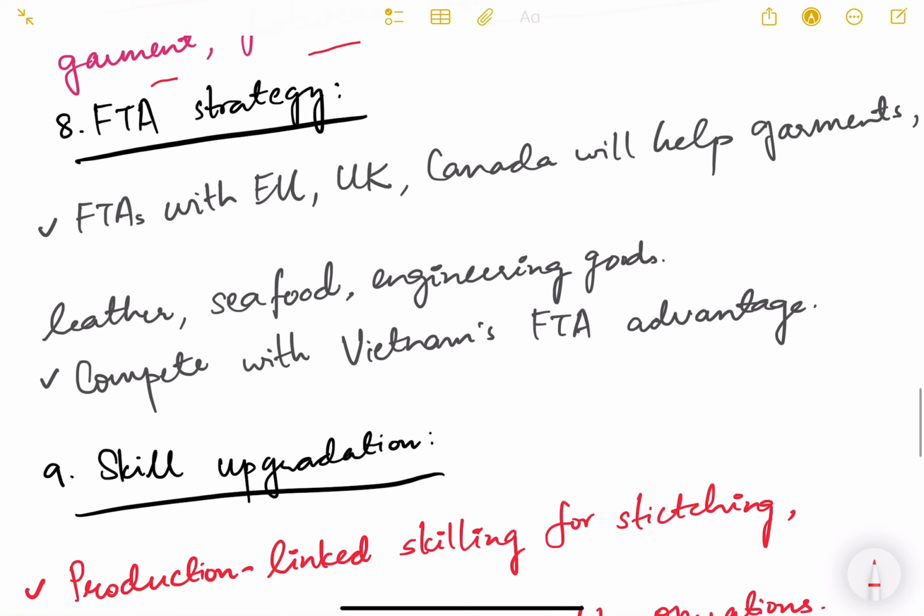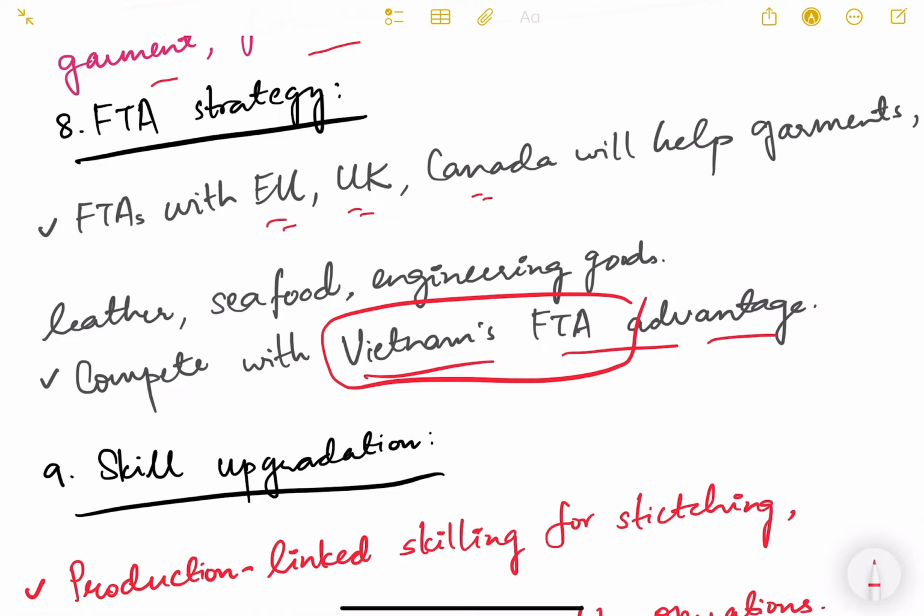Then FTA strategy, FTAs with EU, UK, Canada will help garments, leather, seafood, engineering goods and compete with Vietnam's FTA advantage. So Vietnam is a country which has entered into FTA, that is free trade agreements with a lot of countries, and that is its biggest advantage. It is getting the inputs cheaper, it is able to sell its products very, very easily.